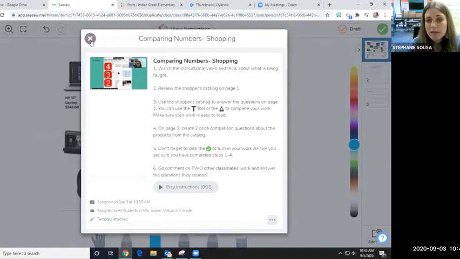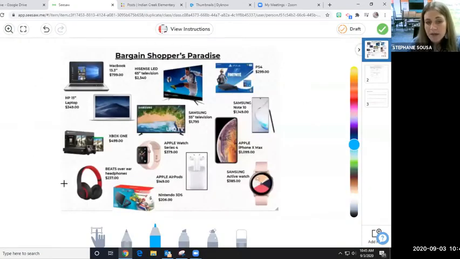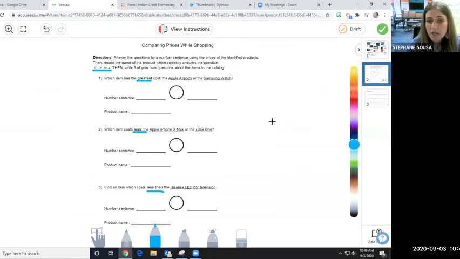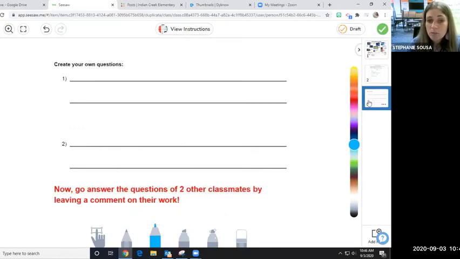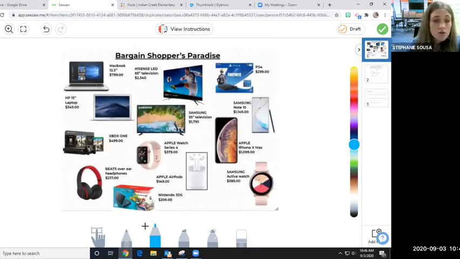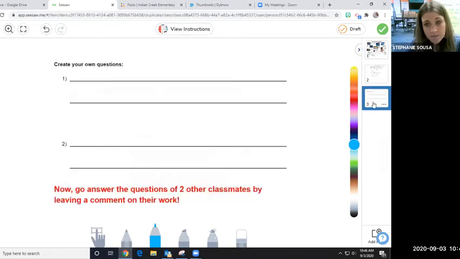So again, you have been given 3 pages. The first page on your Seesaw assignment is the shopper's catalog. It lists the items that you can purchase and it lists the prices for them. The second page has questions that I've assigned you with specific items. You're going to compare them based on the question of greatest, less than, or less. On the third page, you will be creating your own questions about the items in the catalog. So you could choose any items at all to compare using a greater than, less than statement, or equal to, or using a cost more or cost less question.